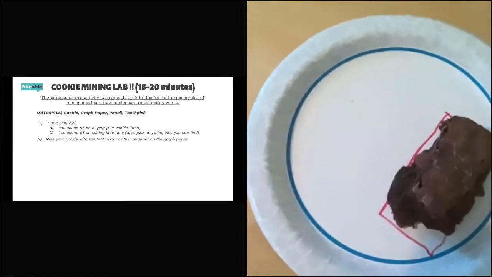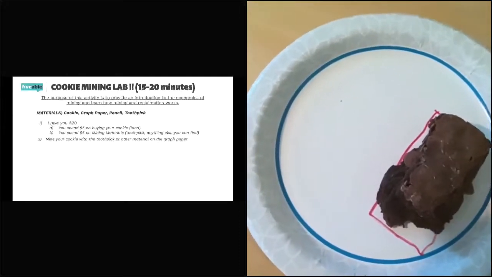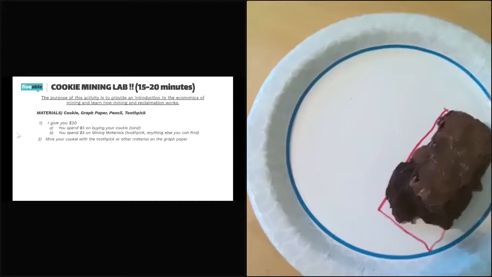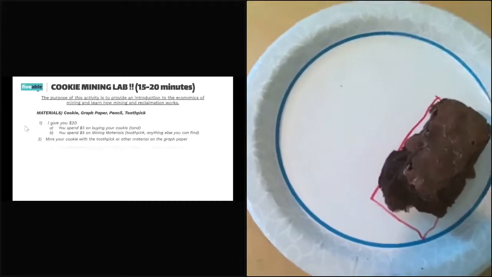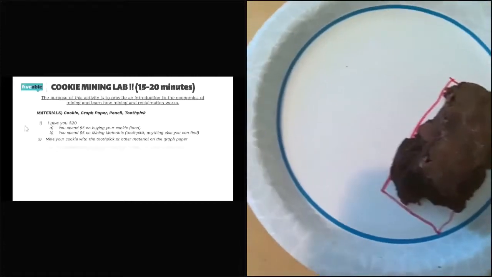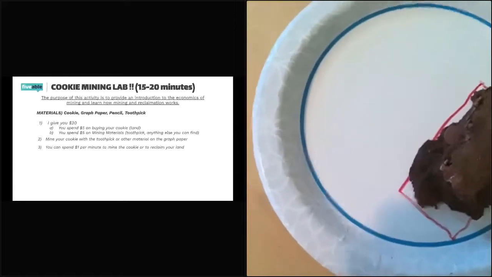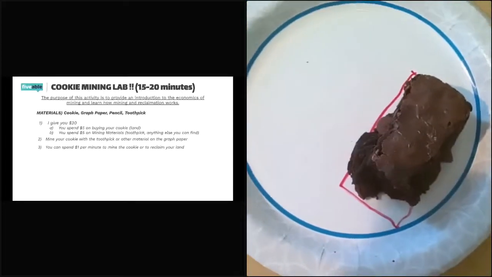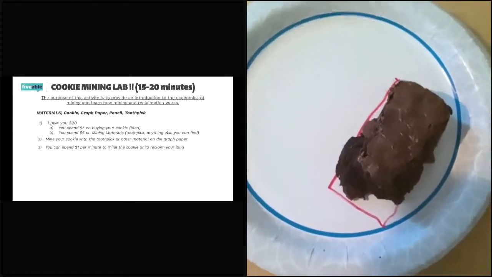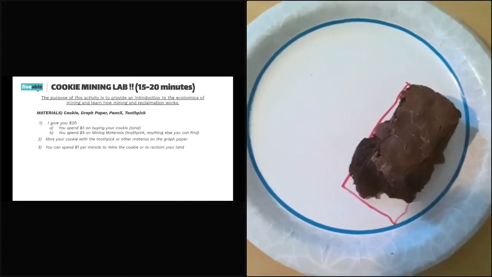Usually in this lab, you have a timer with a minute, and you have to spend $1 of the $10 that you have left per minute mining your cookie. I'm not going to time you guys because I can't really see you anyways.